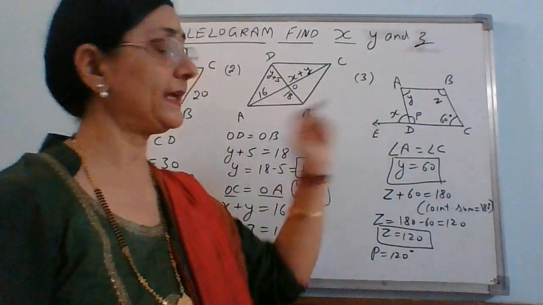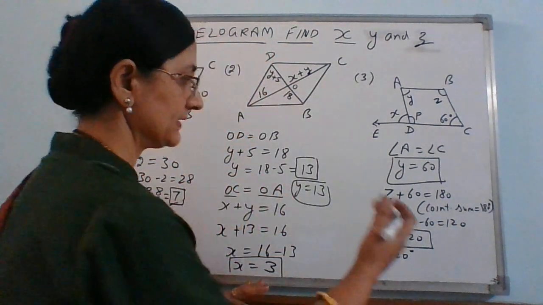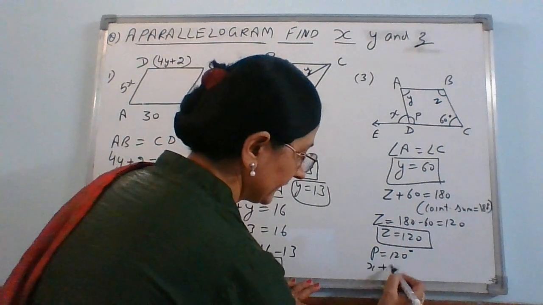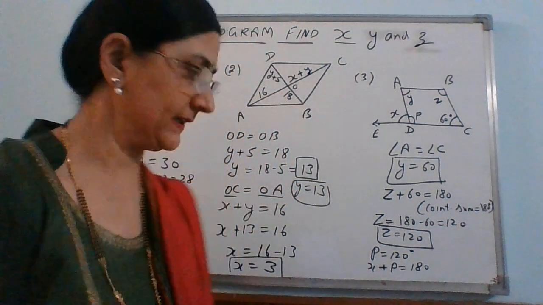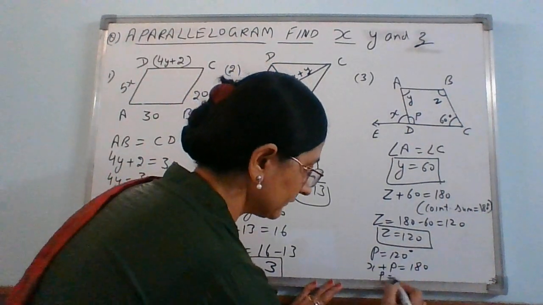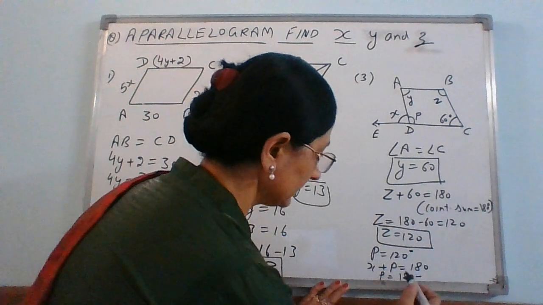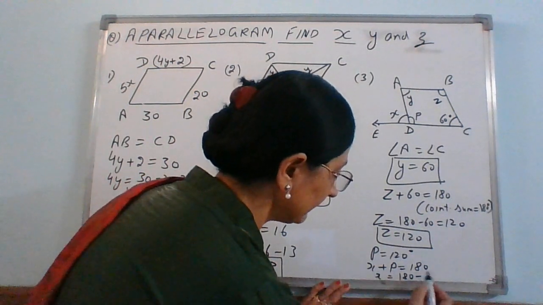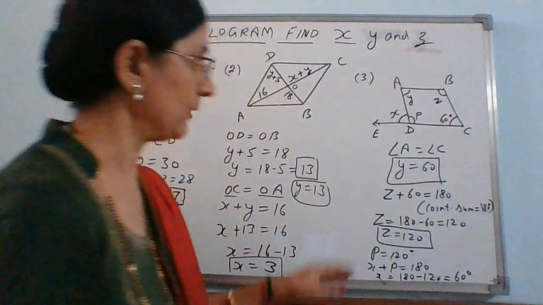Now we need to find x. x and P are a linear pair, right? It's a linear pair. So x plus P will be 180. x plus P is 180 and we know the value of P, that is 120. So we can substitute. 180 minus 120, sorry, not x, P. x we have to find. P will go to that side and that will be 60 degrees. How to find x?